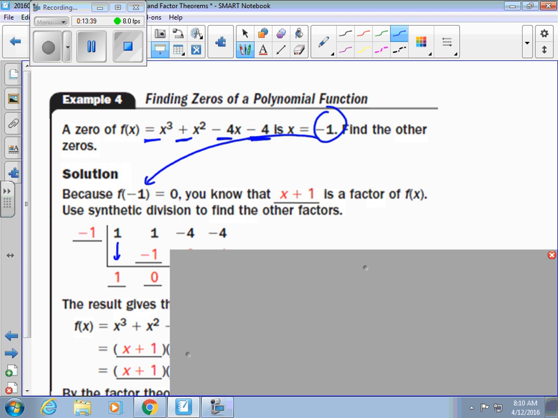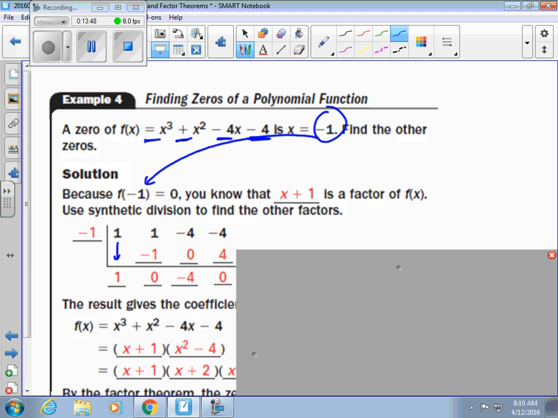Multiply 0 times negative 1, you get 0. Combine those two, you get negative 4. Multiply negative 4 and negative 1, you get positive 4. And combine those two to get 0. So now you have all your numbers, 1, 0, negative 4, and 0.